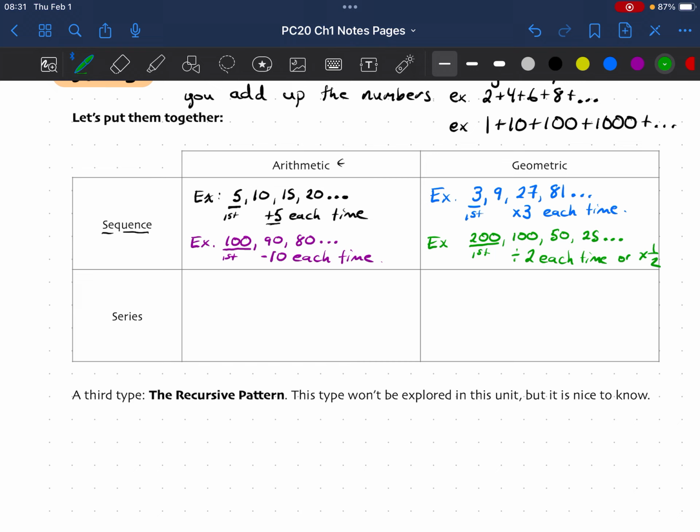Now, a series is when you add them up. So an example of an arithmetic series, remember, a series is we add up a list of numbers. Arithmetic means addition or subtraction is the definition for that list of numbers. So here's an example, 9, 12, then I guess 15. Oh, sorry, I did that wrong. It would be 9 plus 12 plus 15 plus 18, ... Right, we're adding them up.